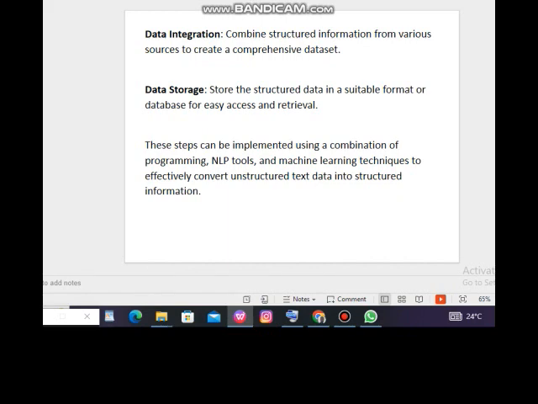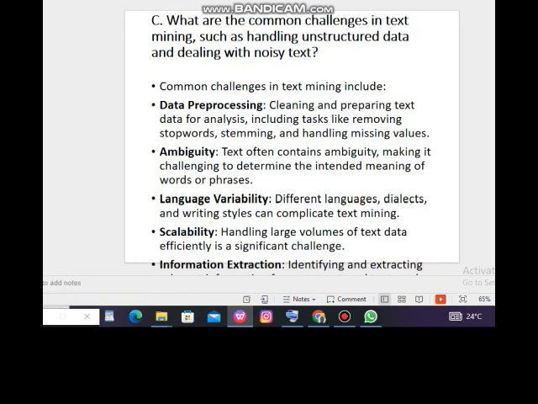These steps can be implemented using a combination of programming, NLP tools, and machine learning techniques to effectively convert unstructured text data into structured information. What are the common challenges in text mining, such as handling unstructured data and dealing with noisy text?